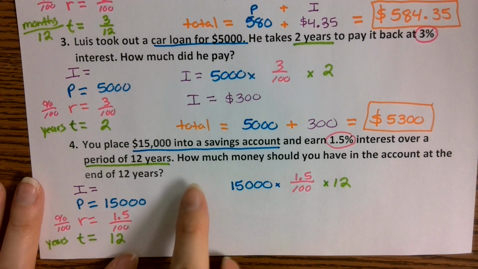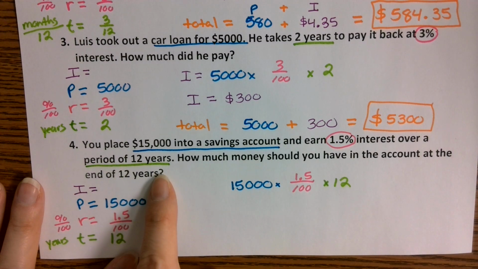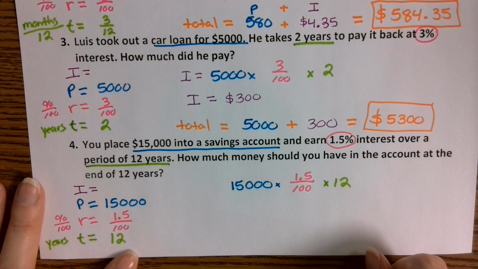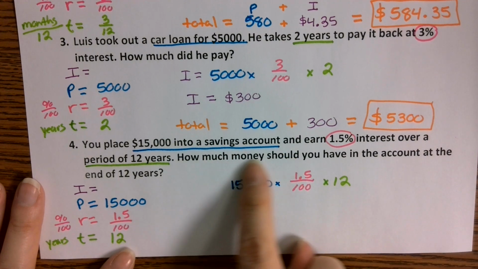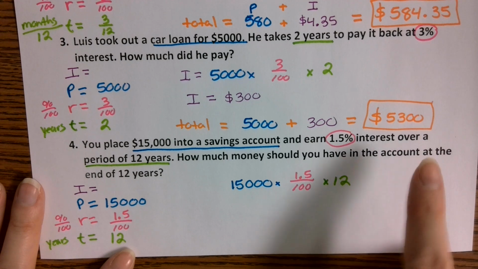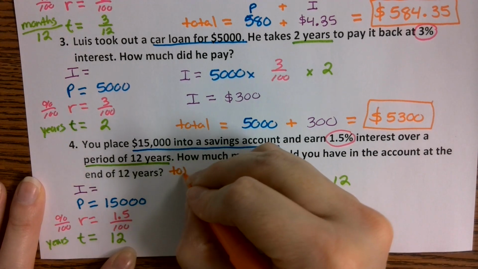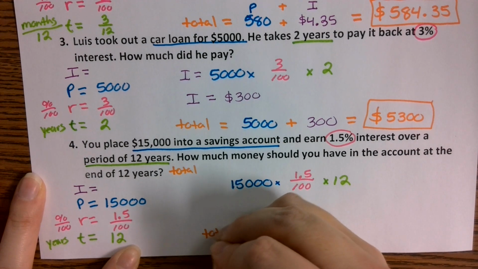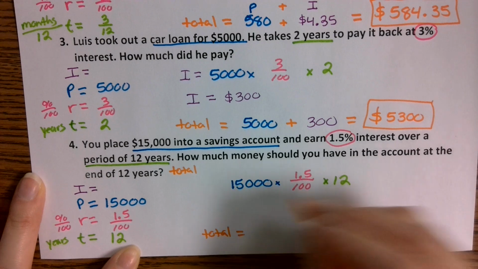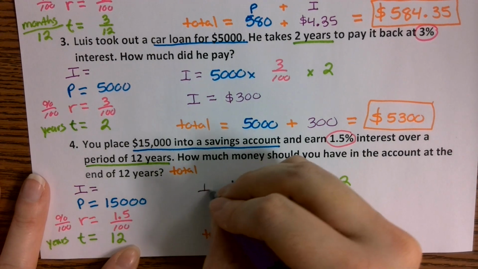Okay, now the question, how much money should you have in the account at the end of 12 years? Is it asking for interest or total? Total, right? It doesn't say how much interest, it just says how much money should you have in the account at the end of 12 years. That's your total. It's asking for a total. So at the end, whatever we find for our interest, we're going to add it with that principal. So let's go ahead and find out the interest first.